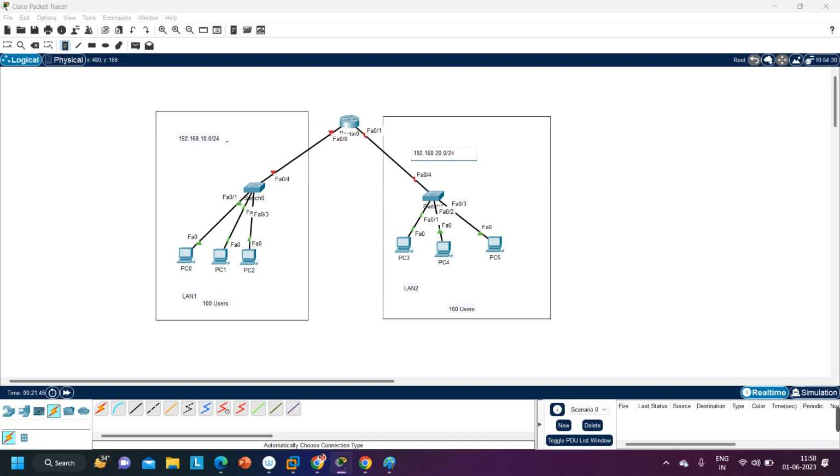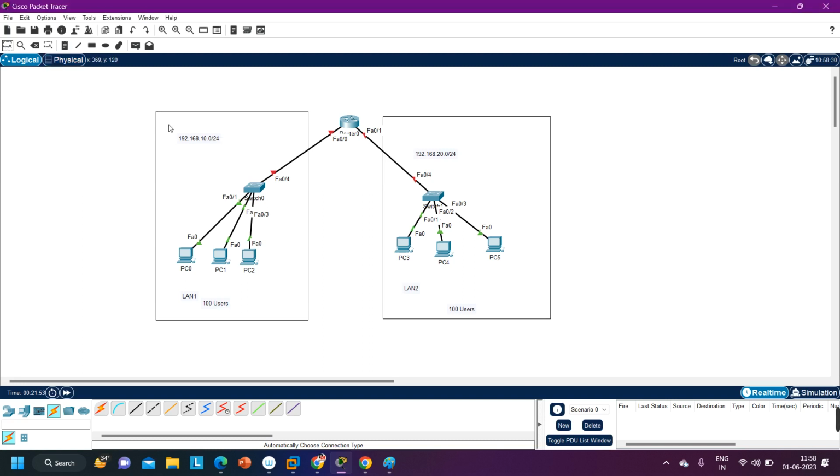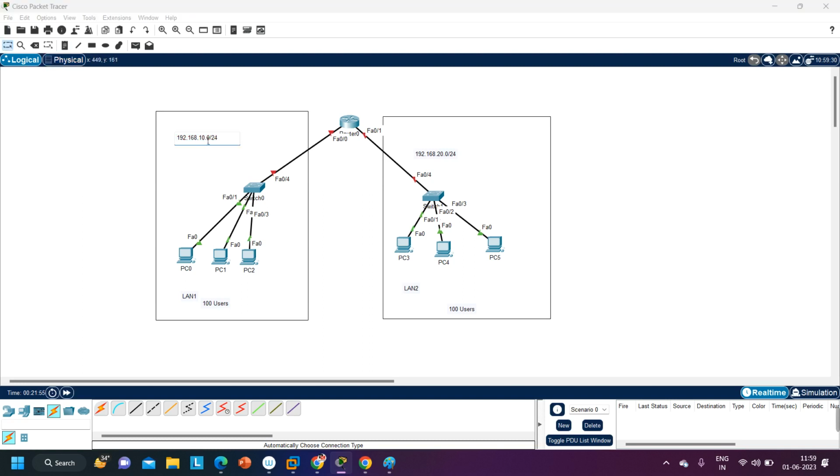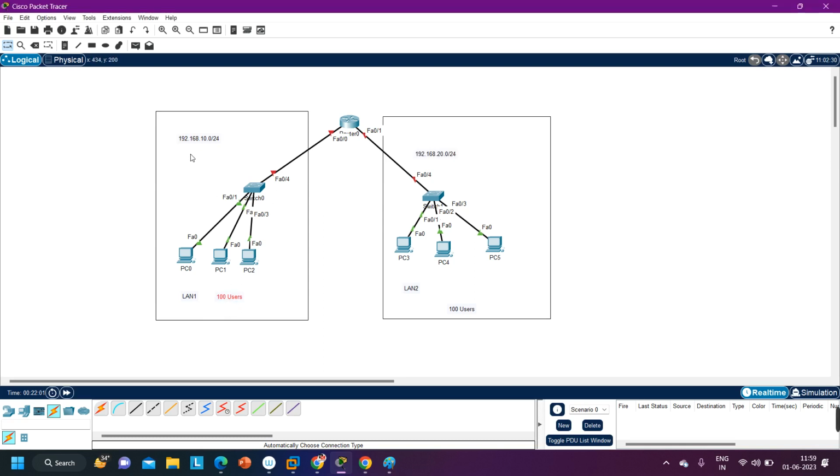How are both different networks? Because you can see in the network portion, in the first 24 bits the value changes. Here we have 20 and here we have 10. But here I need only 100 users, and in this network there are 254 valid hosts. In the same way here also we have 254 valid hosts.